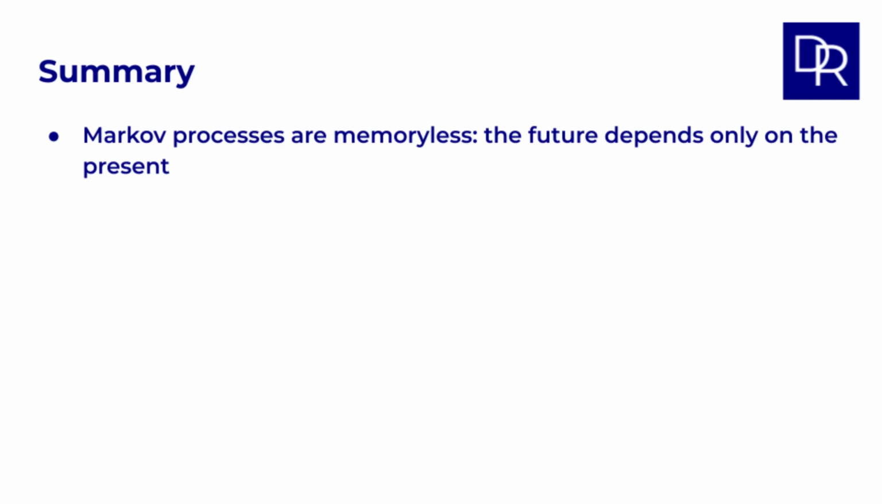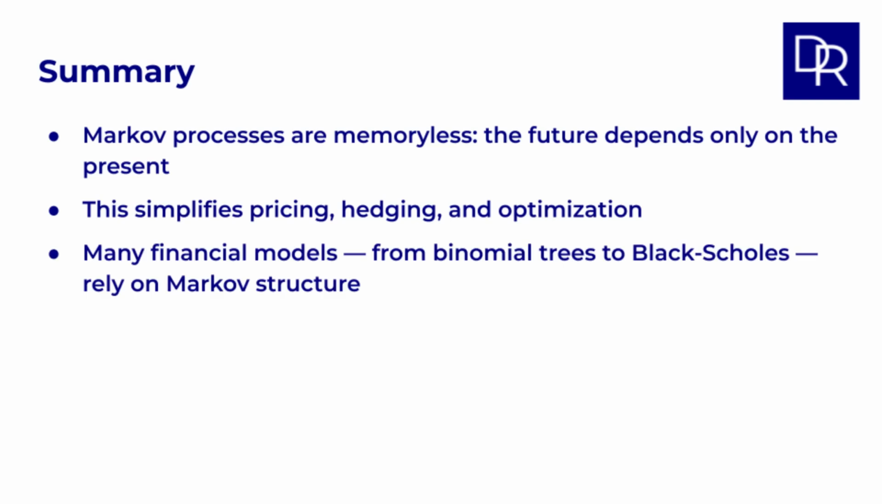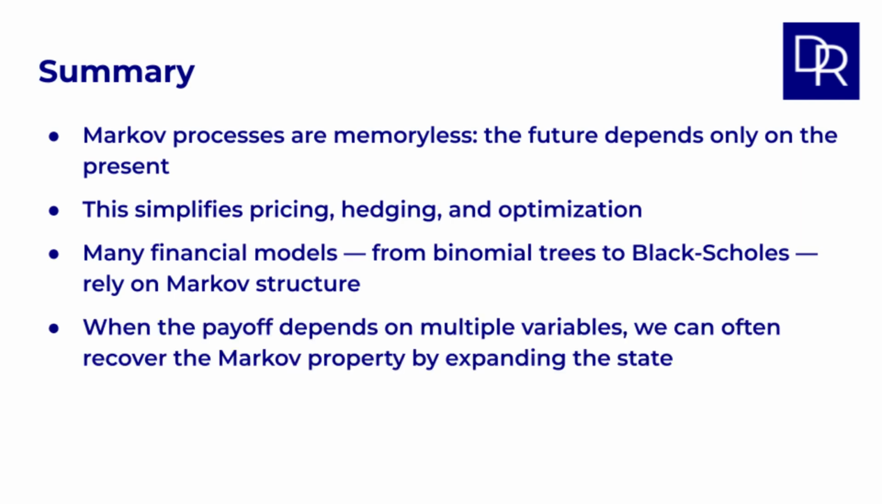So let's summarize. Markov processes are memoryless. The future depends only on the present. This simplifies pricing, hedging, and optimization. Many financial models, from binomial trees to Black Scholes, rely on Markov structure. When the payoff depends on multiple variables, we can often recover the Markov property by expanding the state.